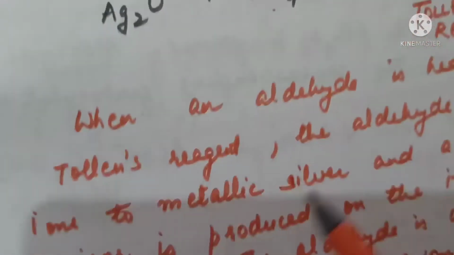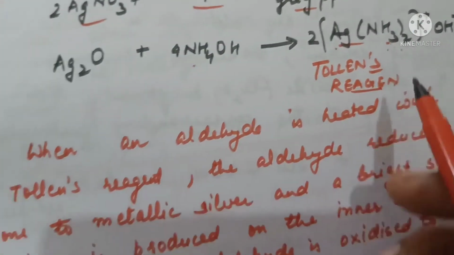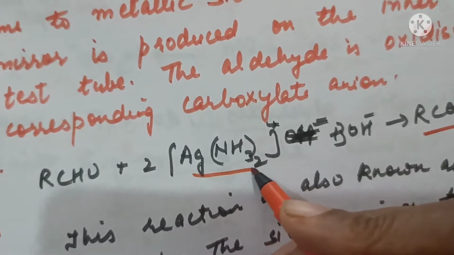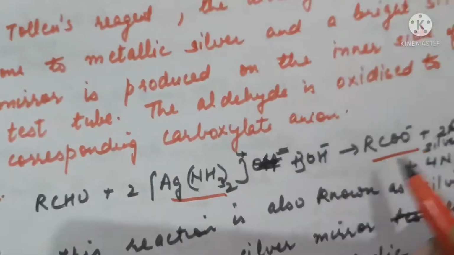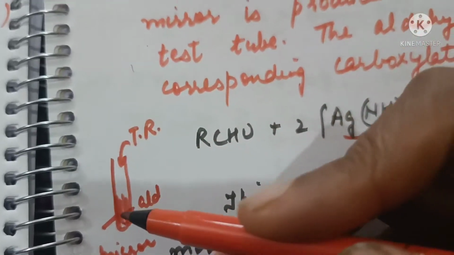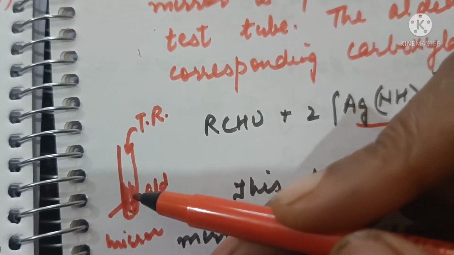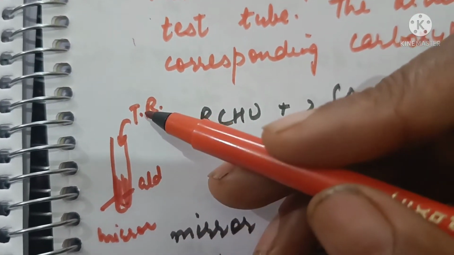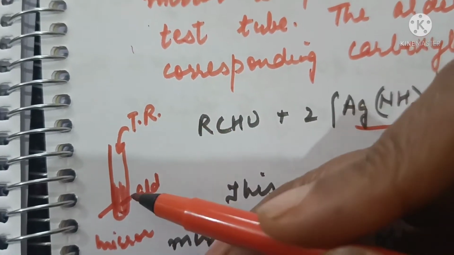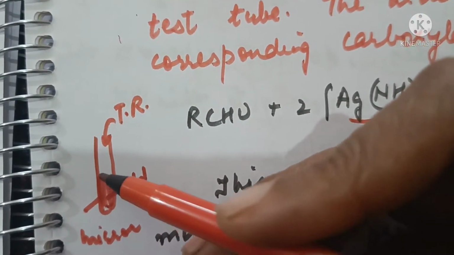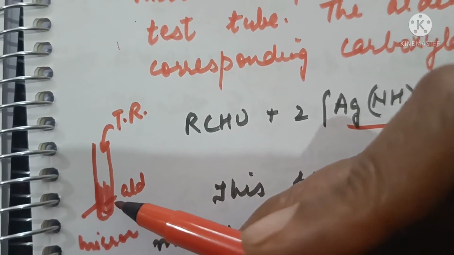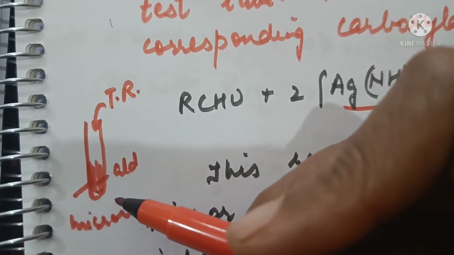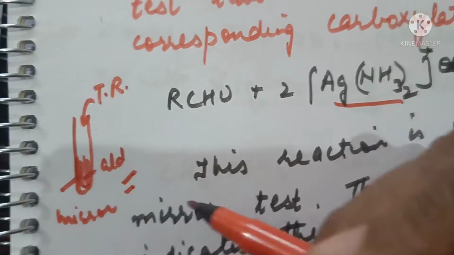So when an aldehyde is heated with this Tollens reagent, the aldehyde will reduce Tollens reagent to silver, and a silver mirror will be formed. In a test tube we have put the aldehyde and then we add Tollens reagent, and what we see is that Tollens reagent is reduced and the silver ions are reduced to silver metal, and a mirror is formed on the outer walls of the test tube, and so this test is known as the silver mirror test.